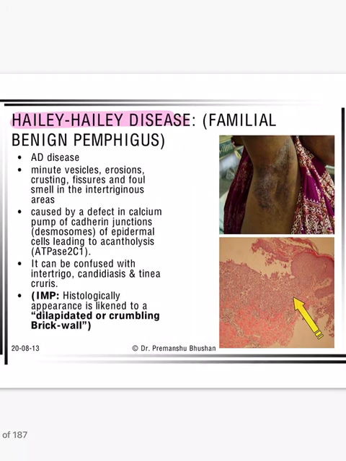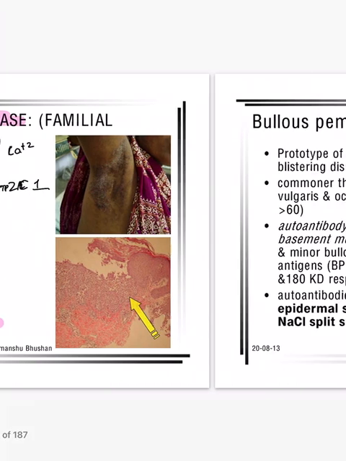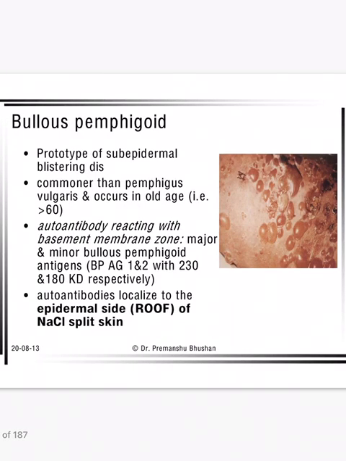Okay, now coming on to the other disease, that is Hailey-Hailey disease. So Hailey-Hailey disease is due to defect in calcium channel, that is autosomal dominant. ATP2C1 is the gene mutation, guys. ATP2C1. Okay, and on histopath, you remember what we discussed, that was dilapidated brick wall appearance.